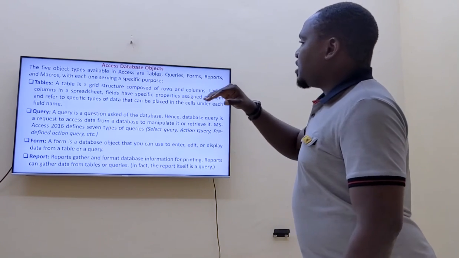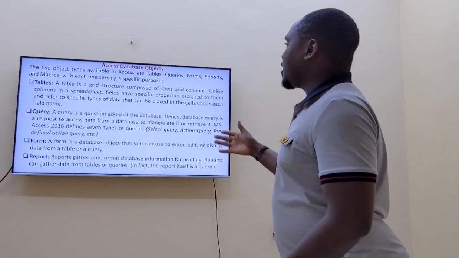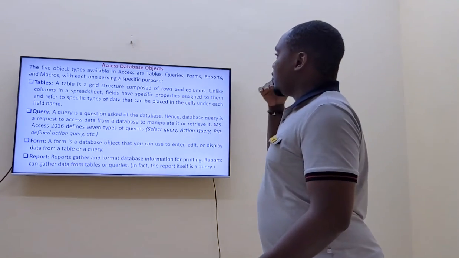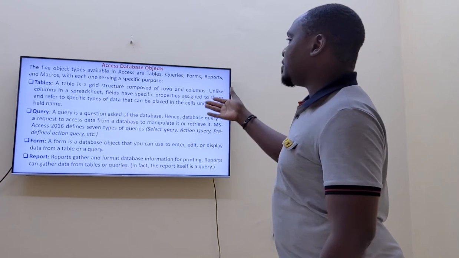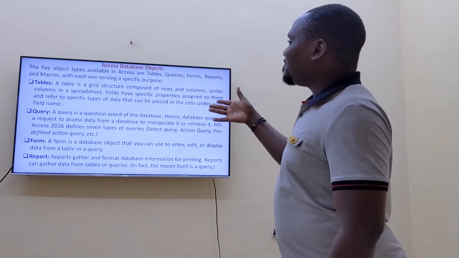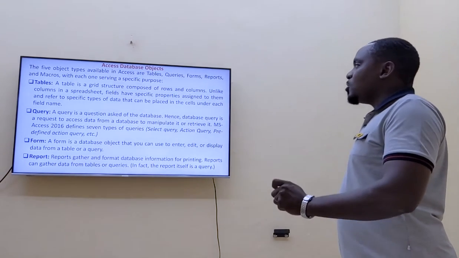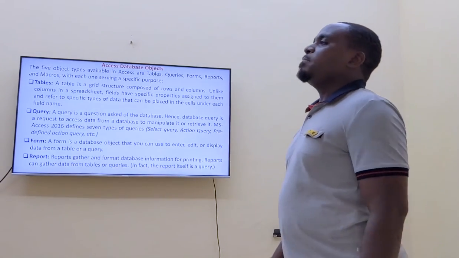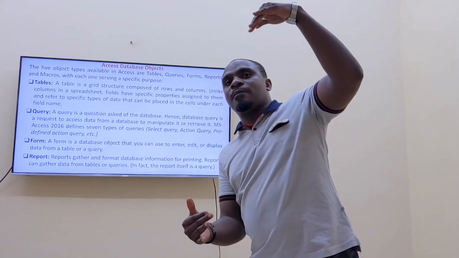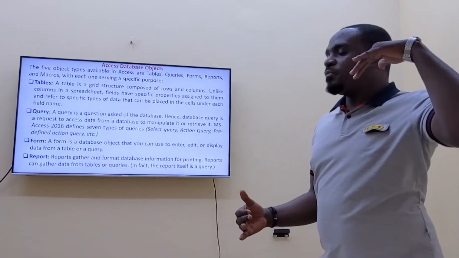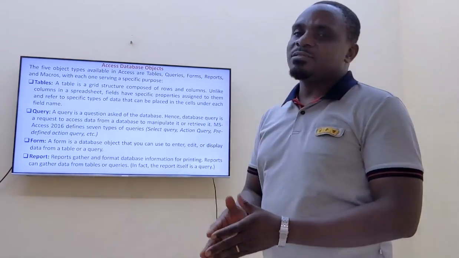A table is a grid structure composed of rows and columns, unlike columns in spreadsheets. Fields have specified properties assigned to them and refer to a specific type of data that can be placed in the cell under each field name. Now, in Excel, we refer to the intersection of row and column as cells, but here we refer to them as data fields.